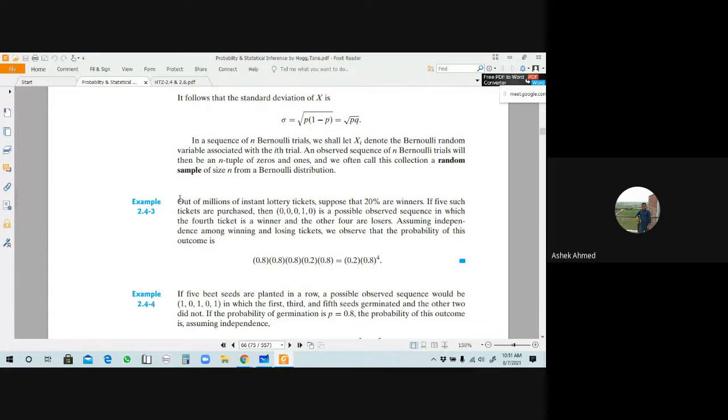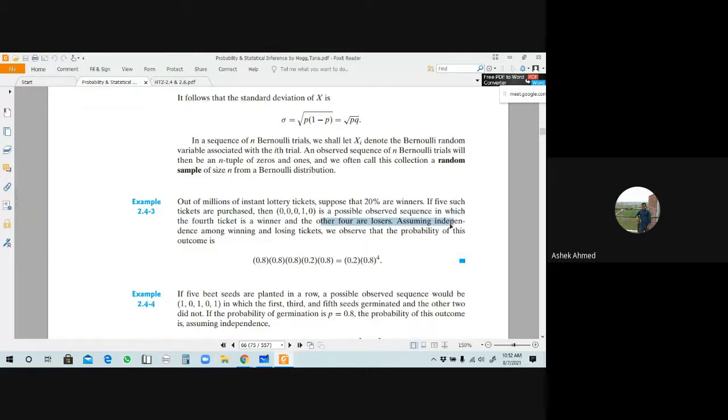If you see this example number 3, out of millions of instant lottery tickets, suppose that 20% are winners. If 5 such tickets are purchased, then 00010. What do you mean by this? This is the order of winning tickets. 0 represents losing, and 1 represents winning. This is a possible observed sequence in which the fourth ticket is a winner and the other tickets are losers.